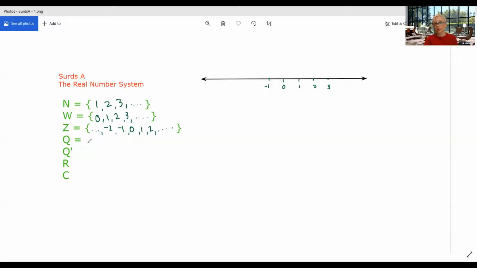Q is the set of rational numbers. Let's just write these next to them. So this is the natural numbers, whole numbers, integers, rational numbers. Now, rational numbers are numbers that can be written in the form A over B, where A and B are members of the set of integers, all right? So, in other words, they can be written as what we would normally refer to as a fraction.